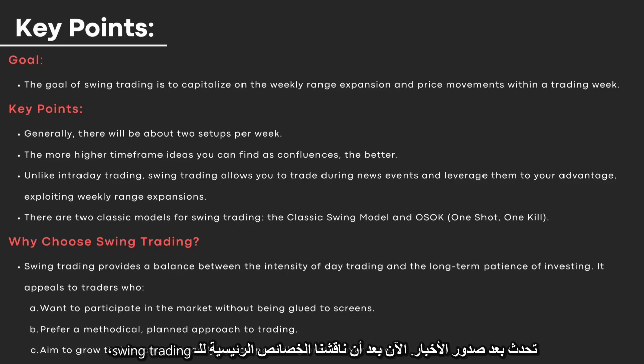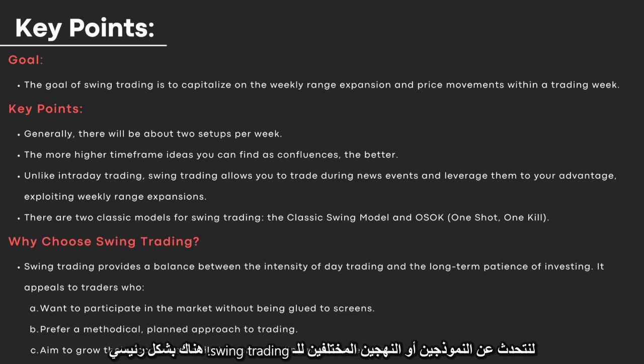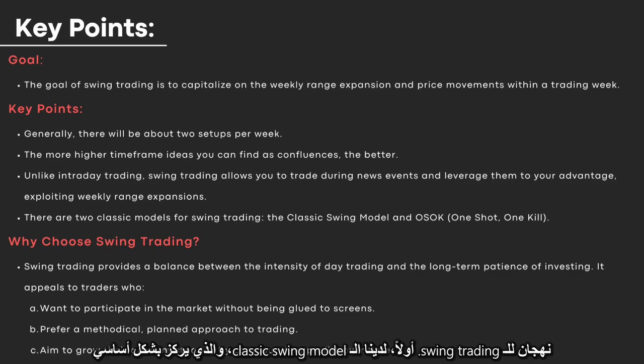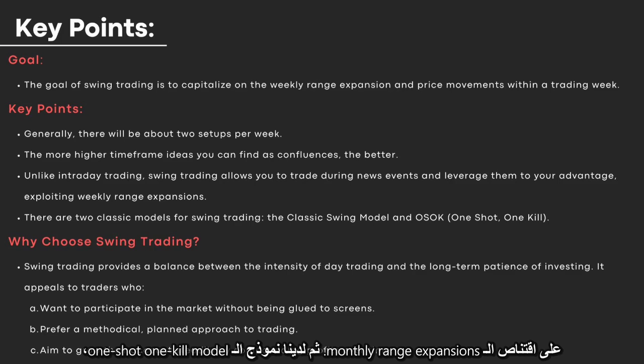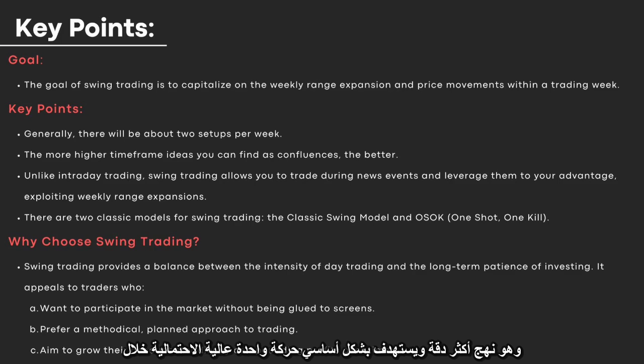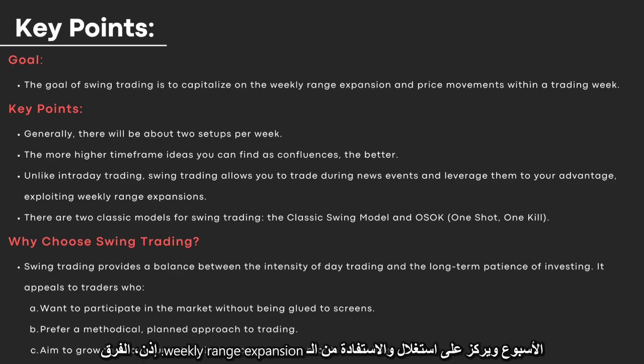Now that we've discussed the key characteristics of swing trading, let's talk about the two different models or approaches to swing trading. There are mainly two approaches to swing trading. First of all, we've got the classic swing model, right, which basically focuses on capturing the monthly range expansions. And then we've got the one shot, one kill model, which is a more precise approach, and essentially it targets a single high probability move within the week, and it focuses on exploiting and capitalizing on the weekly range expansion.